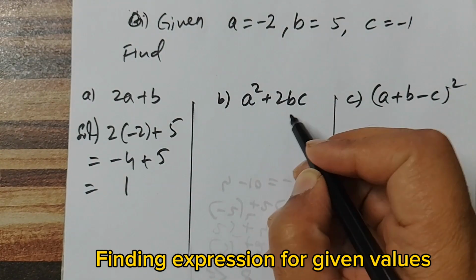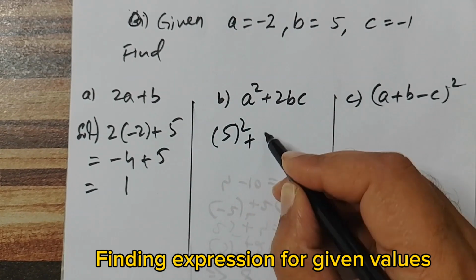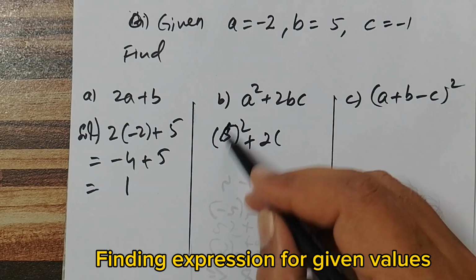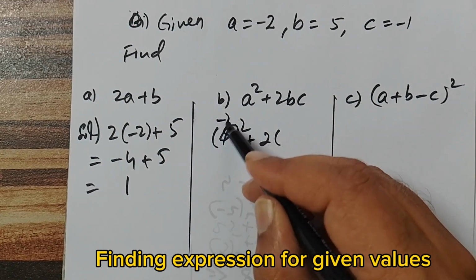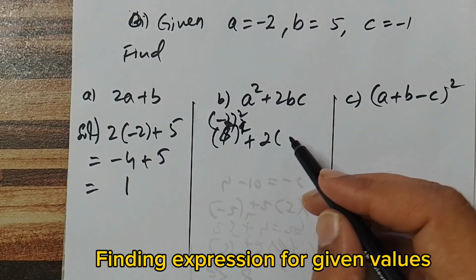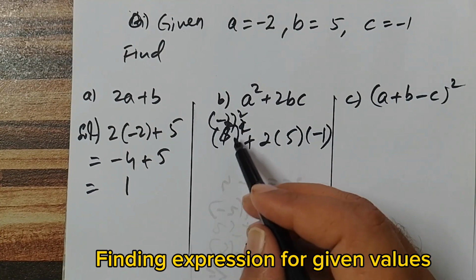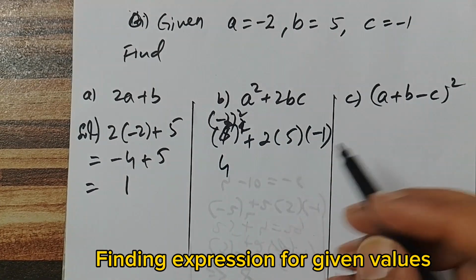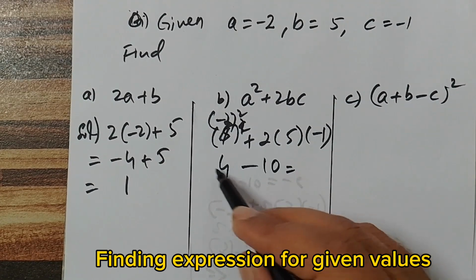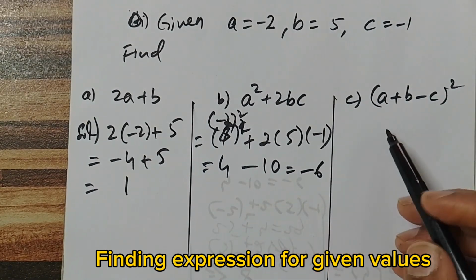Similarly, for the second expression, a square is the square of minus 2, the value of a is minus 2 and the value of b is 5. The value of c is minus 1. So minus 2 square is plus 4, and here plus 2 times minus 2 and 5 is minus 10, so the answer is plus 4 and minus 10 equals minus 6, sign of greater value.